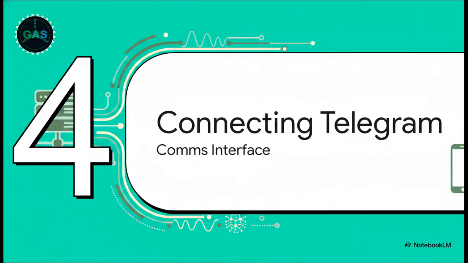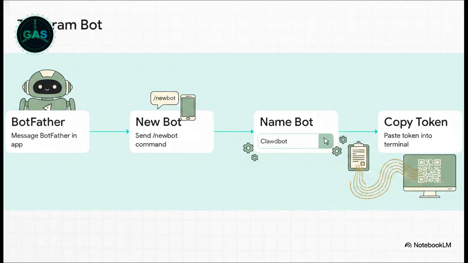Section 4, Connecting to Telegram, establishing the communications interface. This is where we bridge the gap between that server terminal and the phone in your pocket, so you don't have to literally write code to talk to your AI. Open up your Telegram app and search for BotFather. It's Telegram's official tool for spinning up new bots.